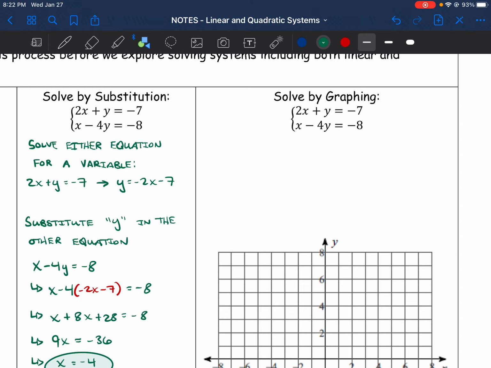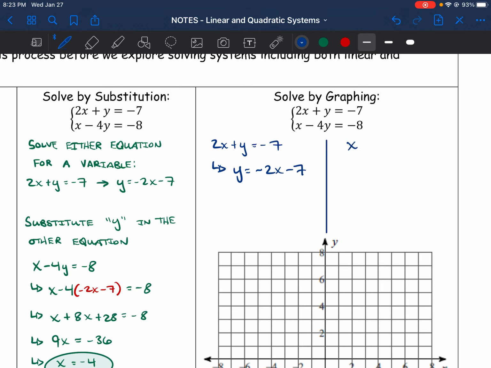What I'm going to do is go ahead and rewrite both of these equations in slope-intercept form, which is y equals mx plus b, so that they're very easy to graph. So the first equation, 2x plus y equals negative 7. This is pretty quick and easy to get into slope-intercept form. I'm just going to subtract 2x on both sides. So we get y equals negative 2x minus 7.